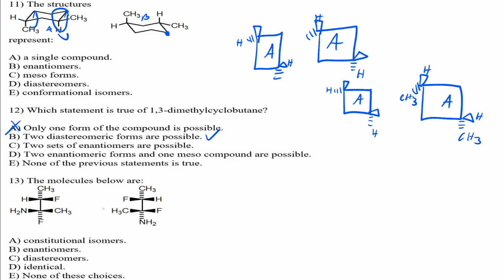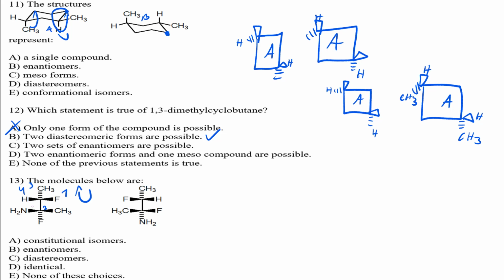The molecules below are what? Are they constitutional isomers, enantiomers, diastereomers, or identical? Well, first off, always check if they're chiral first. So hydrogen, fluorine, methyl, nitrogen, fluorine, methyl. That one's chiral, and that one is also chiral, right? Now let's assign priority. Fluorine is going to have a high priority. Do I want a CH3 or do I want a carbon that has 4 things attached to it? I'd rather have a carbon that has 4 things attached to it. So I'm going to go down 2. This is going to be 3, and that's 4.